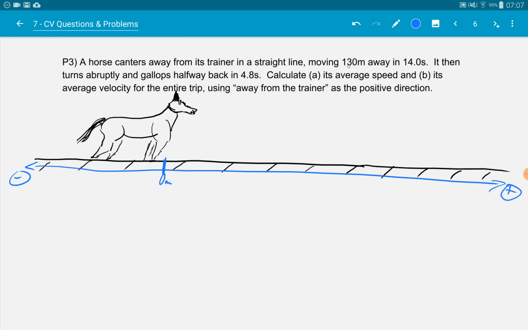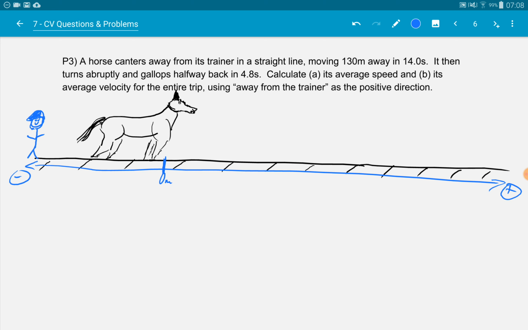So he moves away from the trainer at 130 meters. So let's have the trainer over here. And the trainer's got like a helmet on because he's a rider too, right? So he's going away from the trainer, so that would be to the right in this case. And notice if you drew this in reverse where it's going to the left, you'd get the exact same thing. So he goes 130 meters to the right here.